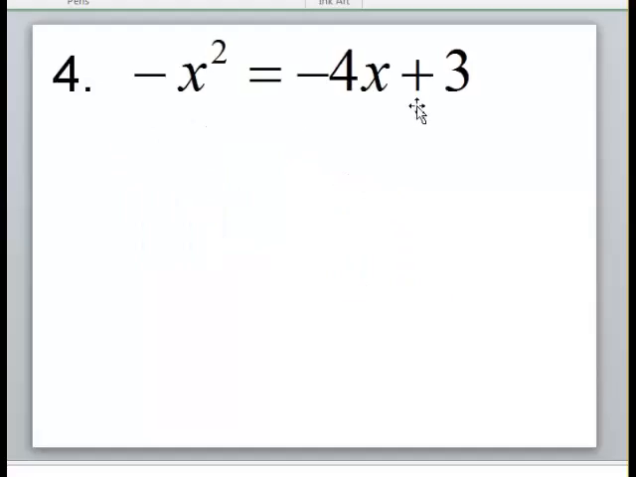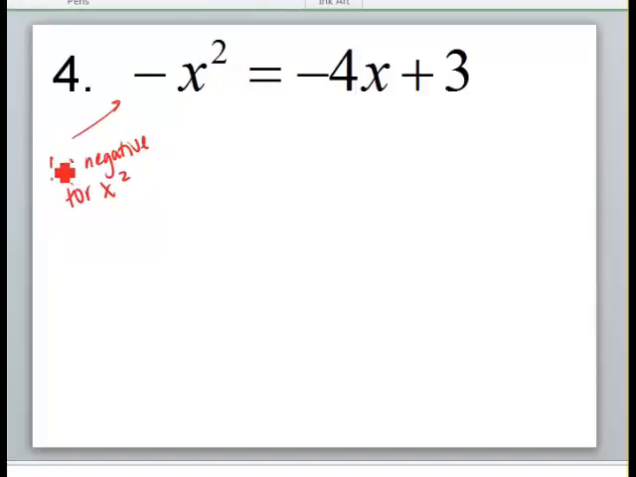This next problem, what's different about it is I have this negative x squared. One of the things that we don't want is a negative on our x squared, so we're going to add that in there. No negative on the x squared part. The reason for that is it just makes it easier to factor.